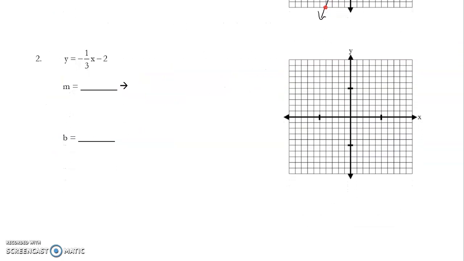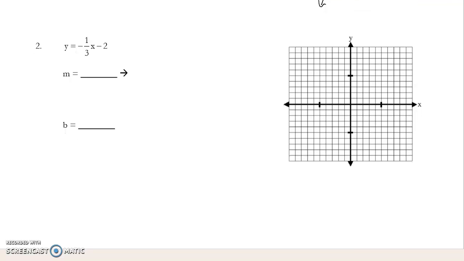Let's take a look at number 2. Very similar type problem here, but the slope and the y-intercept are slightly different. Slope here, in this case, is negative 1/3. Well, that's a little bit tricky. Okay, we'll get to that in a second. Y-intercept is a -2. Make sure you pay attention to that negative.